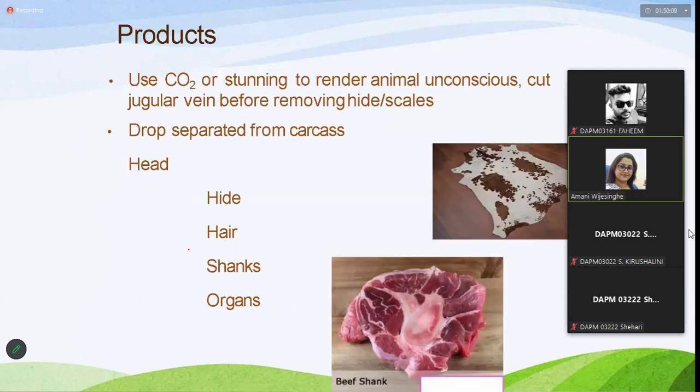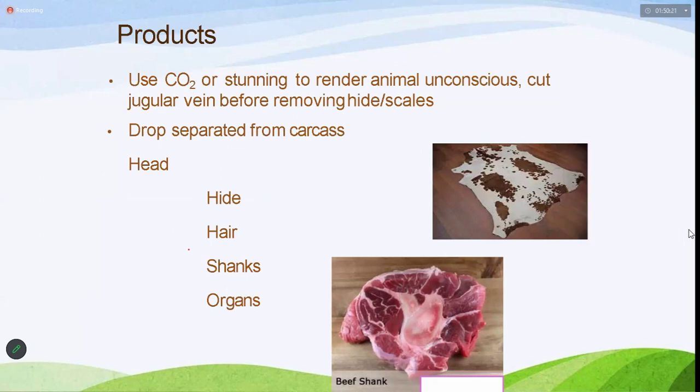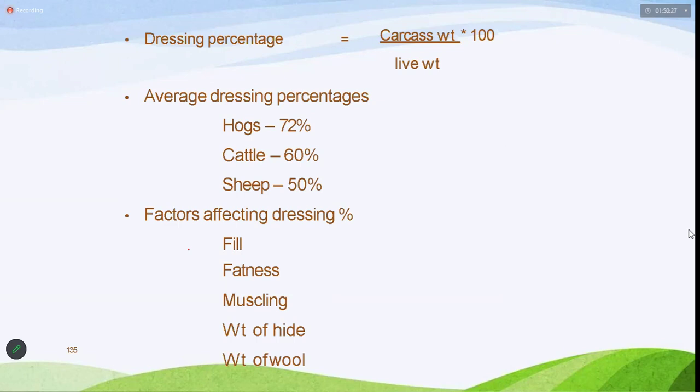They use carbon dioxide or stunning to render animals unconscious, then convey them before removing hides and scales. The dressed carcass excludes the head, hide, hair, shanks and organs. We take the live weight and the carcass weight, and take the percentage. Hide, skin, the tail, all those unwanted parts are removed. After that, we take the carcass weight.